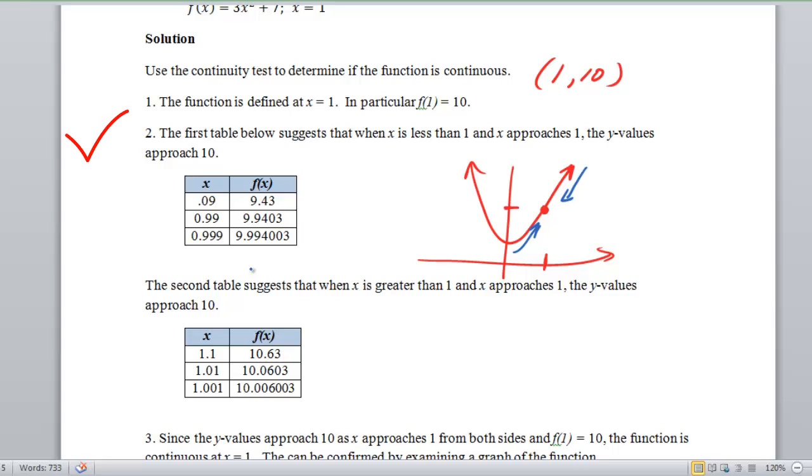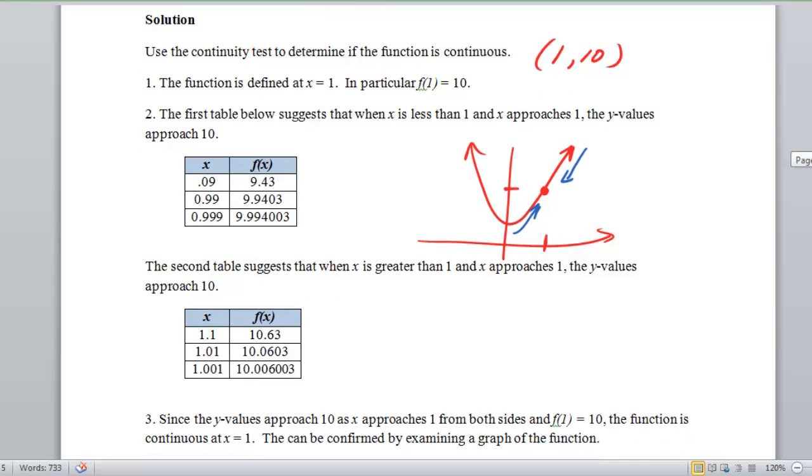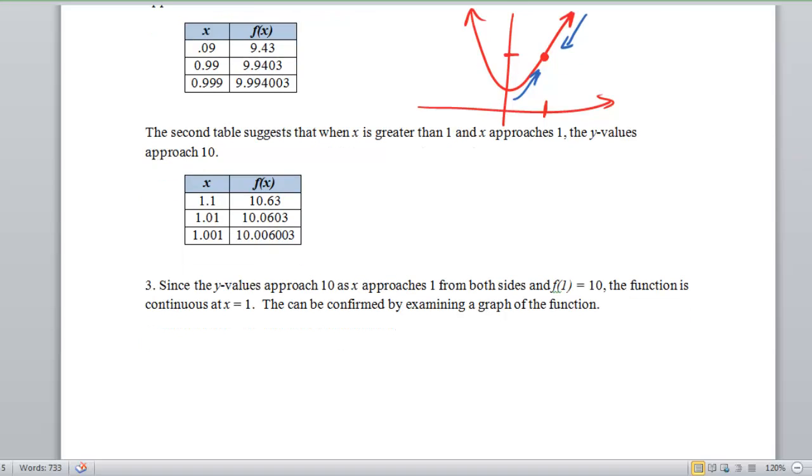And then last but not least, the third test is that the y value that the function approaches from each side is f of c. It is approaching 10. It's approaching the same value, which is our second test. The third test is, is it approaching 10 specifically? And it is. So we can say that this graph is continuous at x equals 1. So that's a good example.